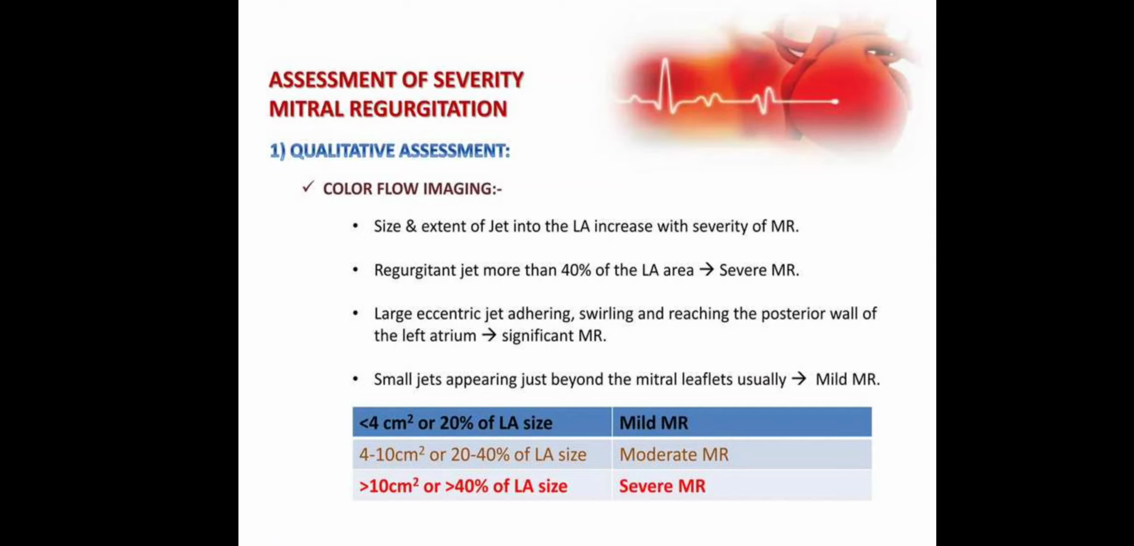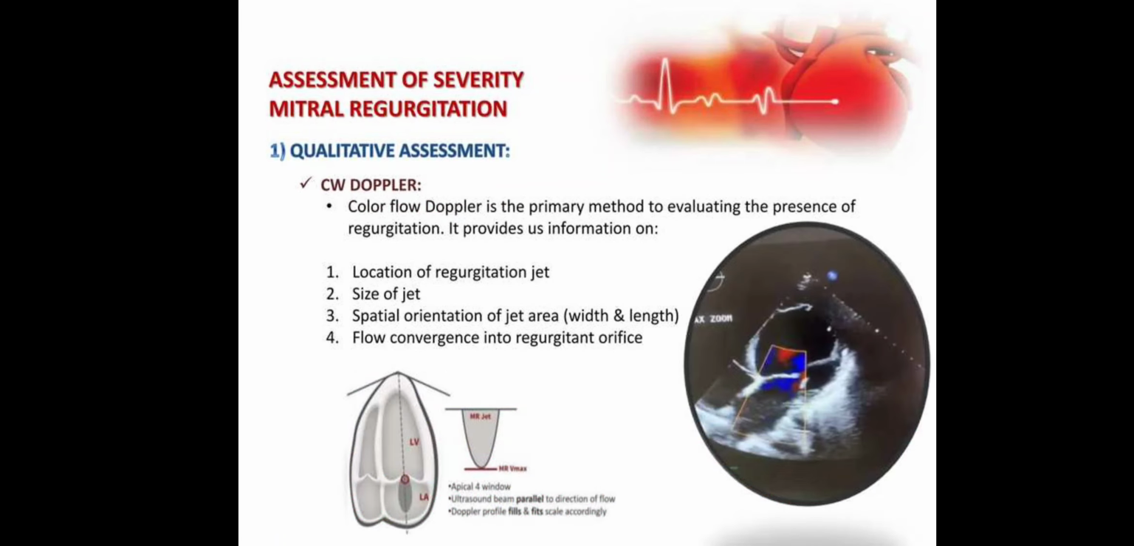The size and extent of the jet into the LA increase with severity of MR, we all know. A regurgitant jet of more than 40% of the LA area is severe MR. A large eccentric jet swirling and reaching the posterior wall of the LA is significant MR. Small jets appearing just beyond the mitral leaflets are usually mild MR. That is, in mild MR, the jet is less than 4 cm square or less than 20% of the LA size. Moderate MR is 4 to 10 cm square or 20 to 40% of the LA size. Greater than 10 cm square or greater than 40% of the LA size is severe MR.